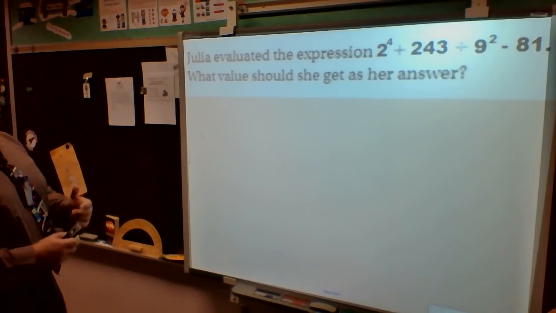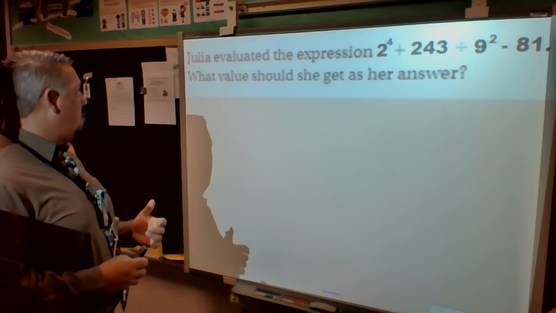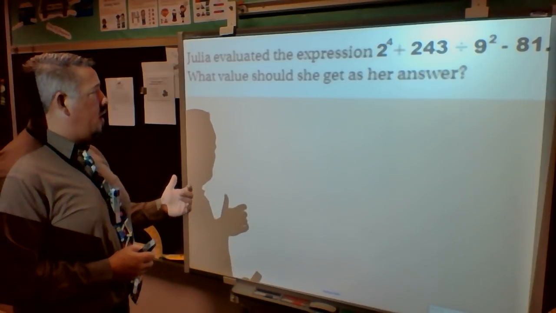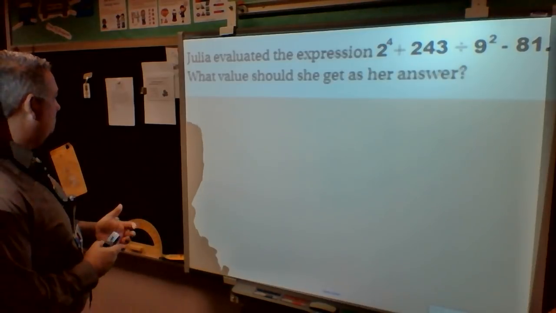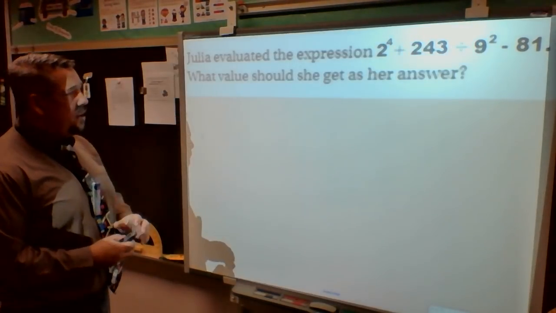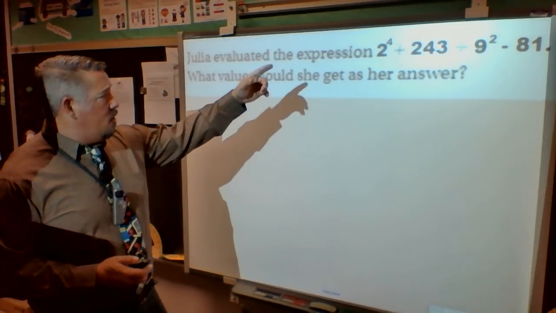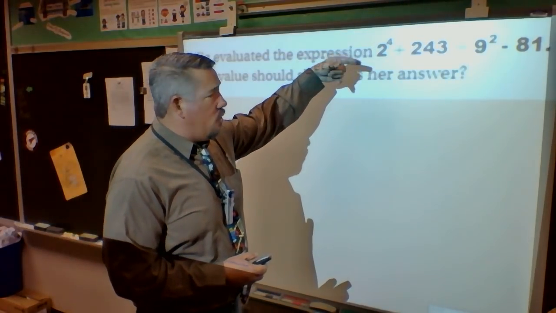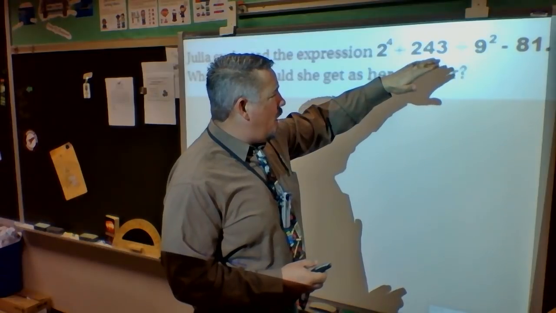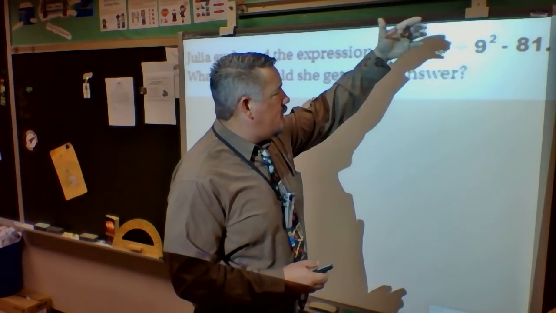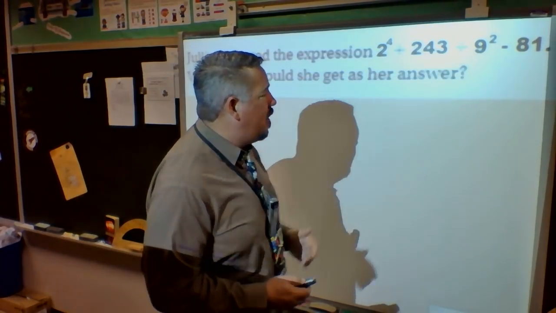On this question, it's a longer question. It says Julia evaluated the expression, a math problem without an answer. What value should she get as her answer? So I have 2 to the power of 4, or 2 to the 4th, plus 243 divided by 9 squared, 9 to the 2nd power, minus 81.